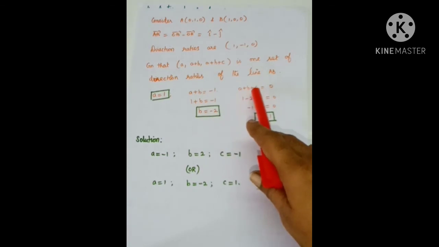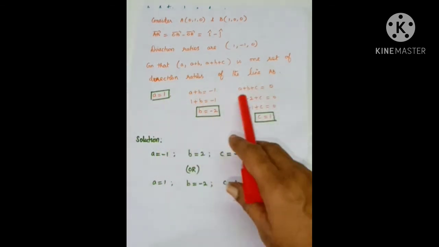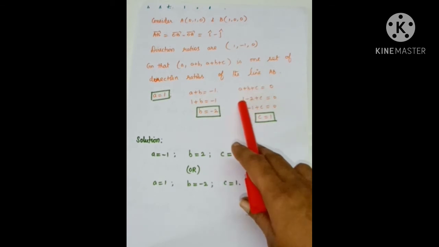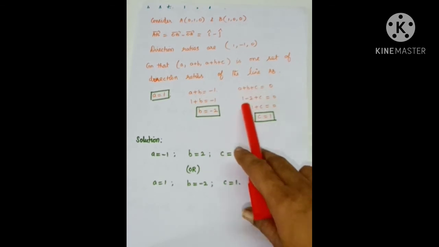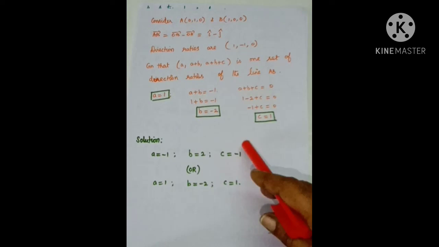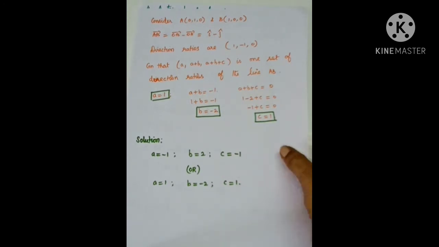Next, a plus b plus c is equal to 0. Substituting a as 1 and b as minus 2, 1 minus 2 is minus 1. When you bring it to the other side, it is plus 1. So you will have two sets of values.